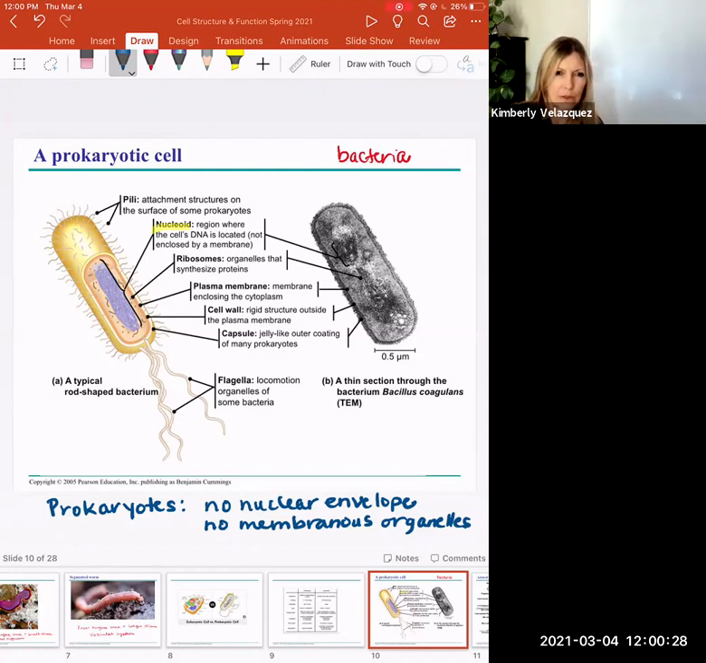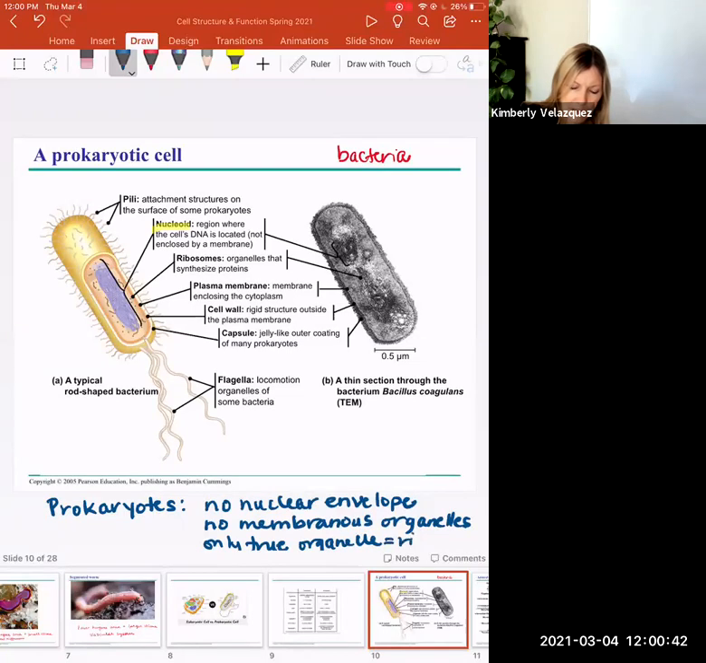In fact, the only real internal structure that they have is ribosomes. So the only true organelle are the ribosomes. And the ribosomes are where proteins are assembled. Ribosomes, we talked about a little bit when we talked about nucleic acids. Ribosomes are where proteins are assembled. So right here you can see ribosomes. And these are organelles that synthesize proteins. This is the assembly plant for proteins in eukaryotes and prokaryotes.